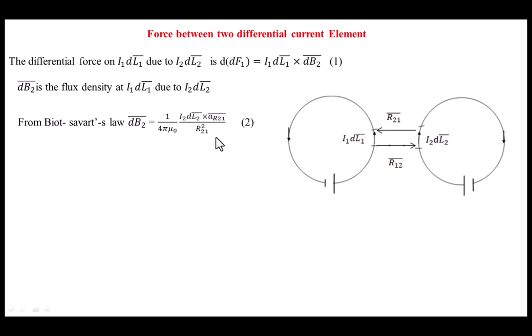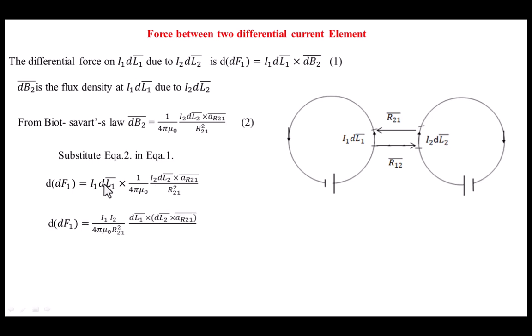Now substitute equation 2 into equation 1. We get the differential force on the first current element due to the second current element: I1 dl1 bar cross 1 by 4 pi mu naught I2 dl2 bar cross a21 bar over R21 squared. Rearrange this equation. I1, I2 are constants, take them outside. 1 by 4 pi mu naught is constant, and this distance squared is also constant, take them outside. dl1 bar cross dl2 bar cross a21 bar.